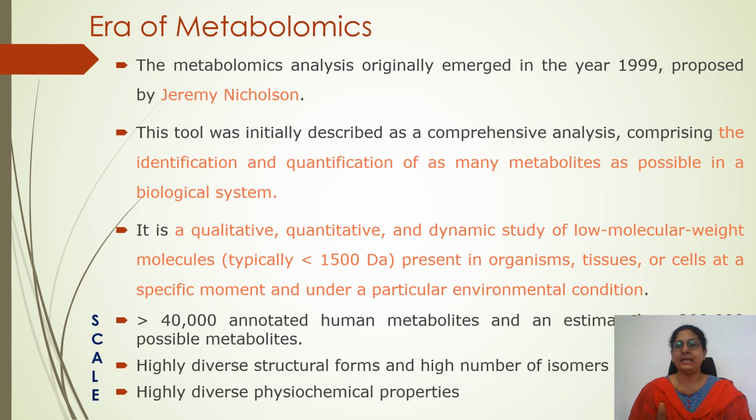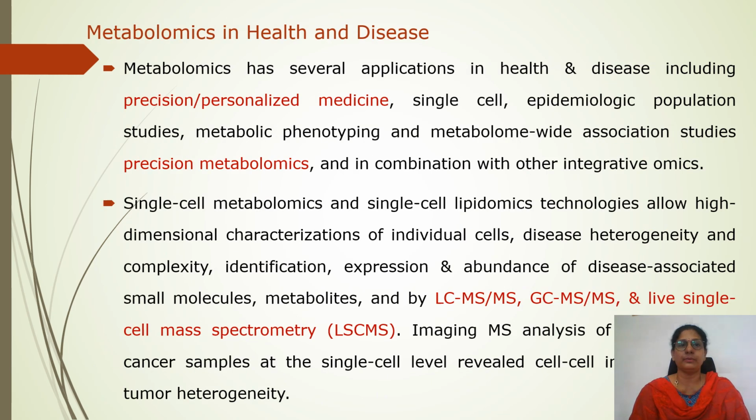And what is the scale? What is the scale of metabolomics? So greater than 40,000 annotated human metabolites, and estimations are possible, and also highly diverse structural formulas and a high number of isomers are also analyzed, and highly diverse physicochemical properties can be studied and elaborated by using metabolomics. This is the scale of metabolomics.